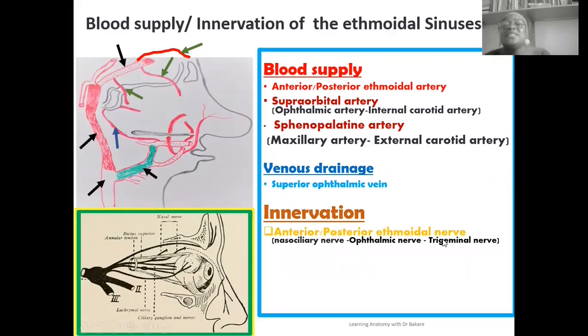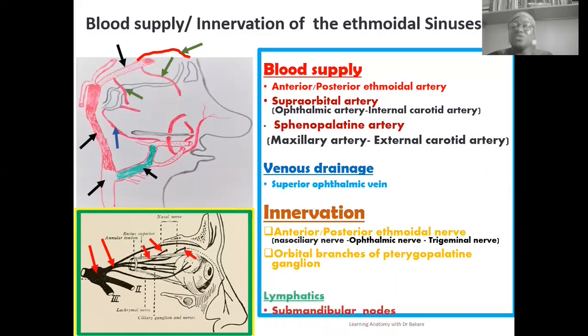We already know that the anterior and the posterior ethmoidal nerve are branches from the nasociliary nerve, which of course comes from the ophthalmic, and ophthalmic is a branch of the trigeminal. So this is where we have the trigeminal ganglion giving off the ophthalmic nerve. The ophthalmic nerve gives off the nasociliary nerve. The nasociliary nerve is what then gives off the anterior and the posterior ethmoidal nerve. This anterior and posterior ethmoidal nerve are seen to innervate the ethmoidal sinuses. We also have orbital branches from the pterygopalatine ganglion, and this we've also described in our previous slide. Then the lymphatics is drained into the submandibular nodes.